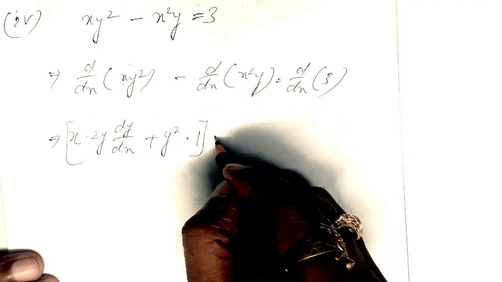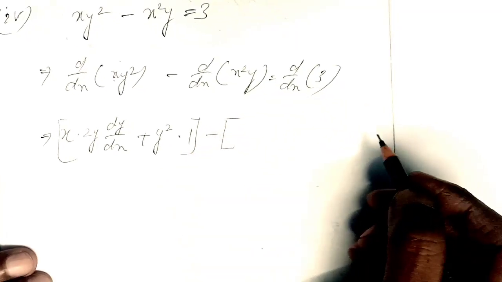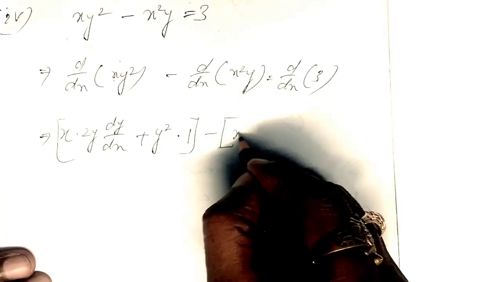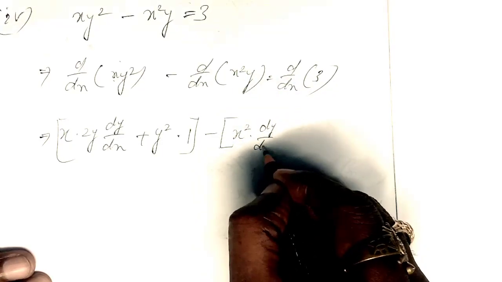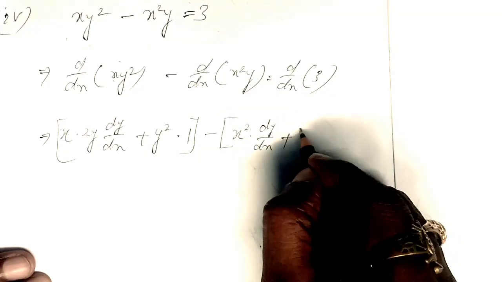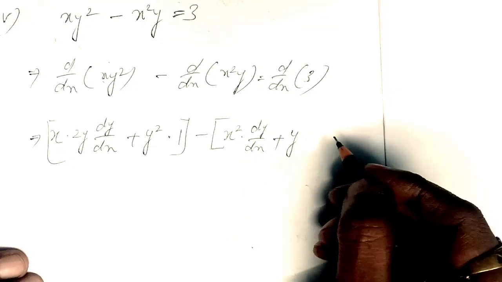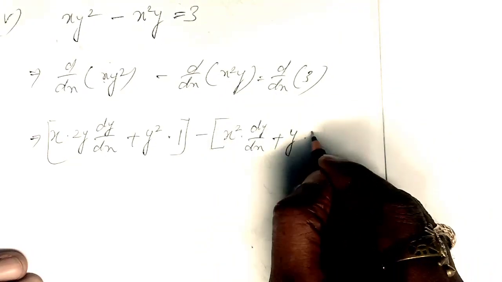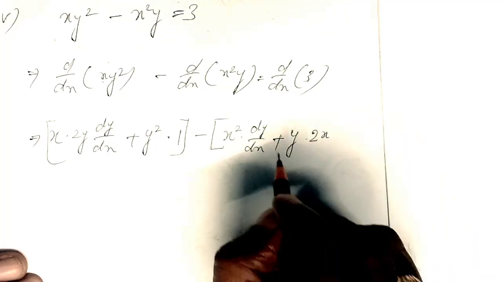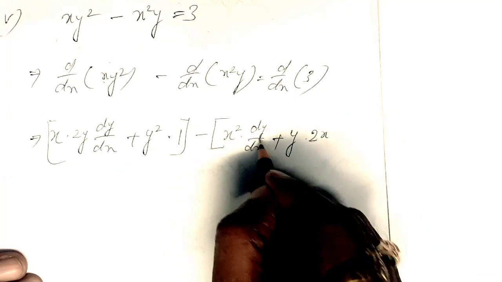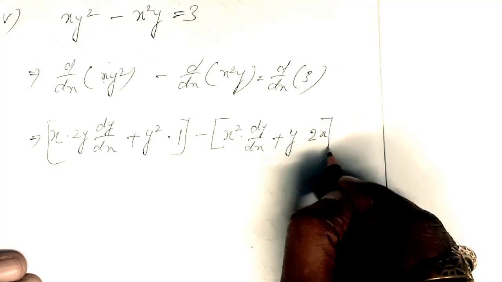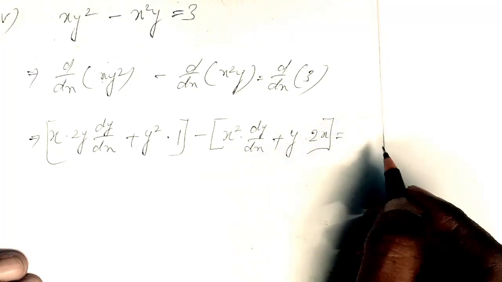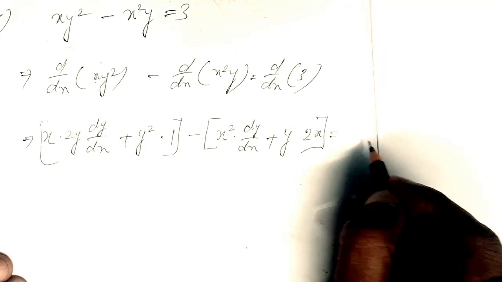Next part, the minus sign is given, put a bracket here. Again you have to apply the product rule. First function x square into the derivative of y, that is dy by dx, plus y into the derivative of x square. What is that? The derivative of x square is 2x. UV formula: u into derivative of v plus v into derivative of u. Applying the product rule of derivative. And the right hand side will be how much? The derivative of any constant number is equal to 0.